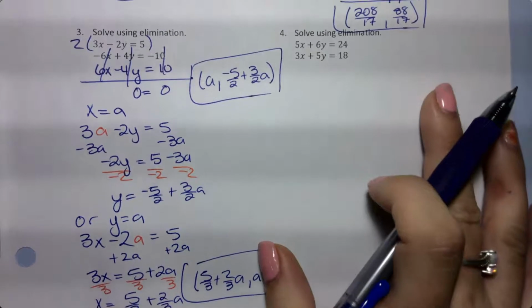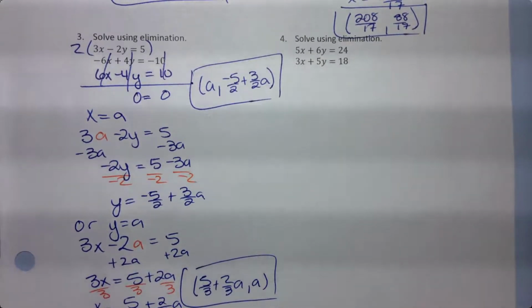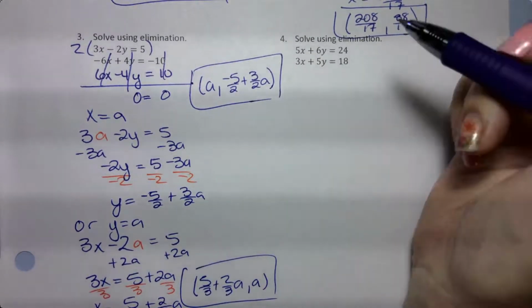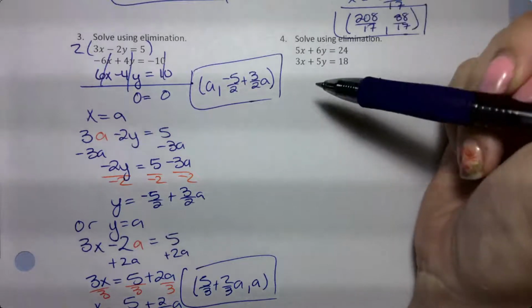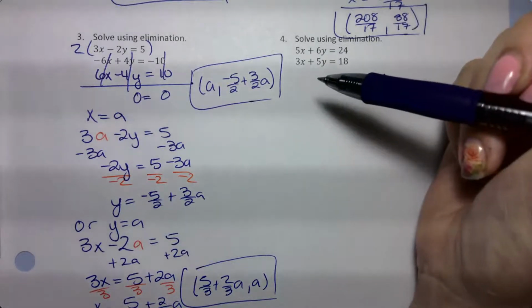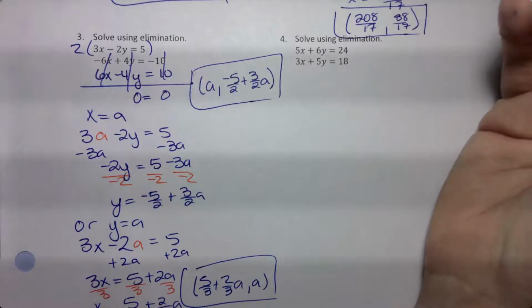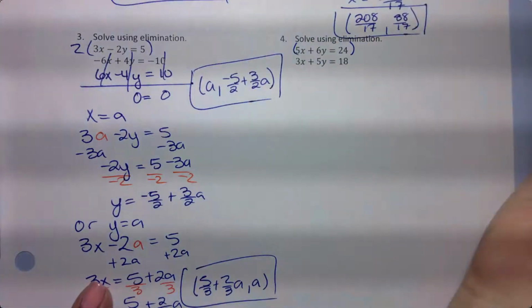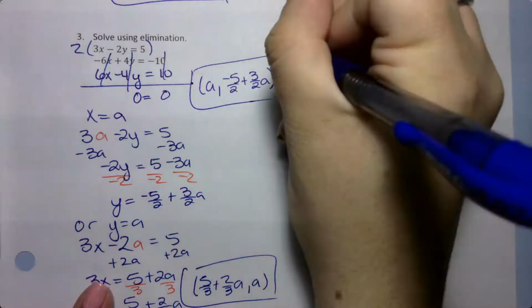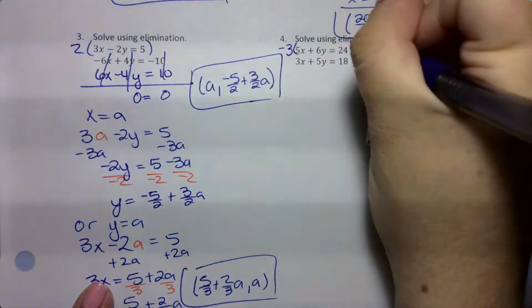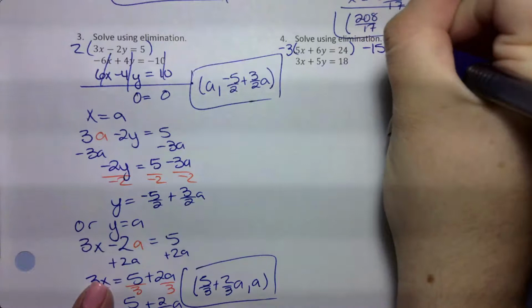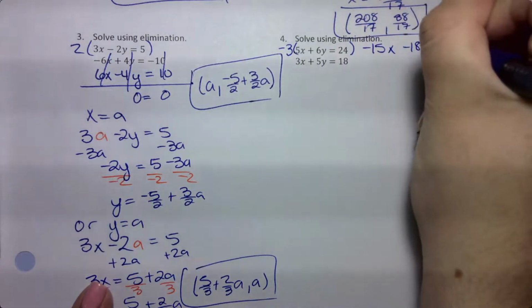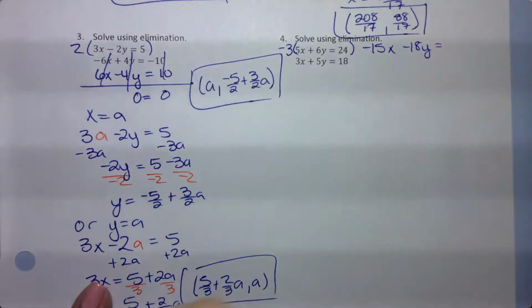Okay. Number 4 again wants me to solve for elimination. None of my coefficients will make it so that I can just easily multiply one equation. I'm going to have to multiply both equations. I'm going to pick the first one because that's got smaller numbers. I mean the first variable, so x. I'm going to multiply my first equation by negative 3. So it's going to give me negative 15x minus 18y equals negative 72.